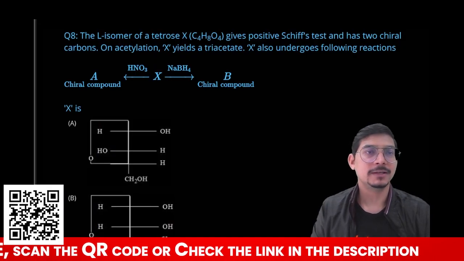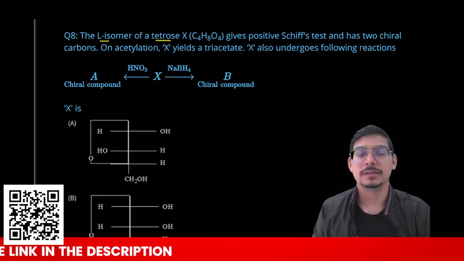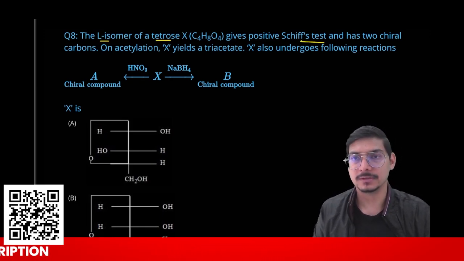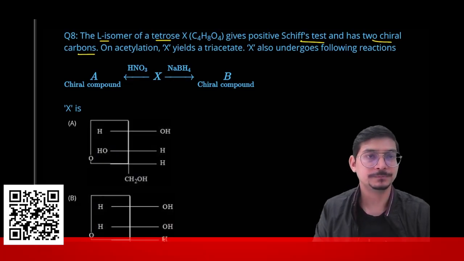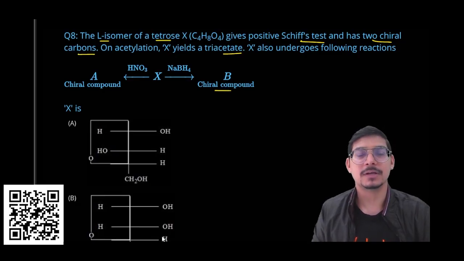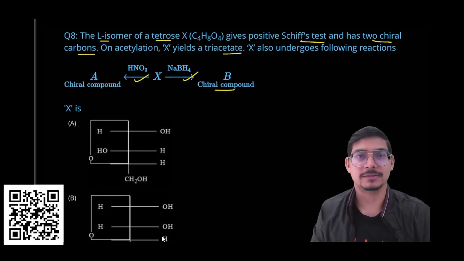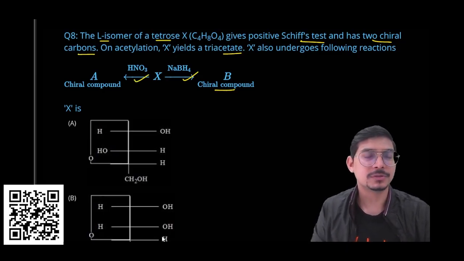Hi everyone. In this question, the L isomer of a tetrose X gives positive Schiff's test and has 2 chiral carbon atoms. On acetylation, X yields a triacetate and it also undergoes the following 2 reactions where it produces a chiral compound on reduction with sodium borohydride and a chiral compound also on reaction with nitric acid. So let us process this information.